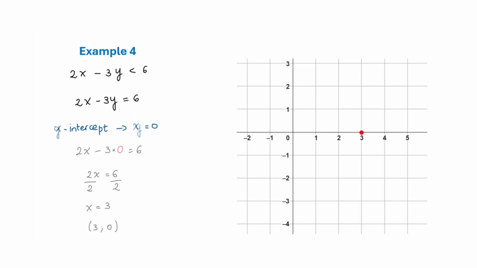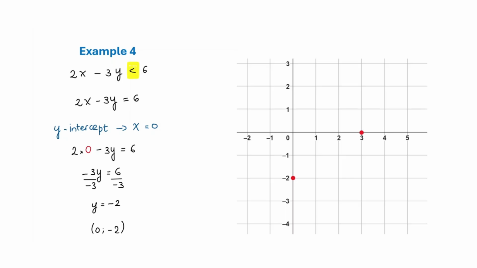To find the y-intercept, we set x equal to 0. This gives 2 times 0 minus 3y is equal to 6. So negative 3y is equal to 6. Divide both sides by negative 3. y is equal to negative 2. So the y-intercept is the point (0, -2). We plot this point on the graph. We have 2 points, so we can draw the boundary line.